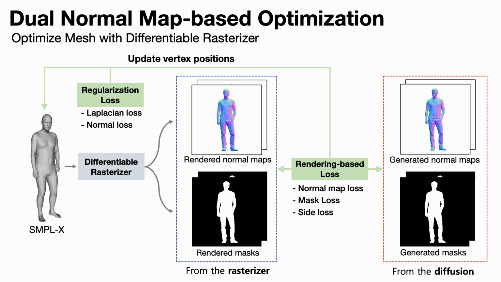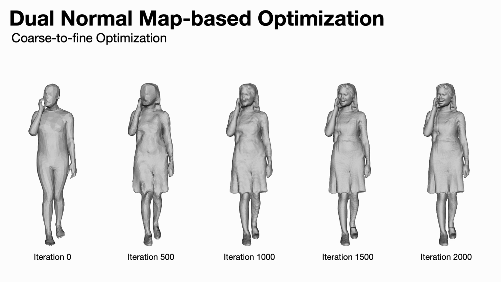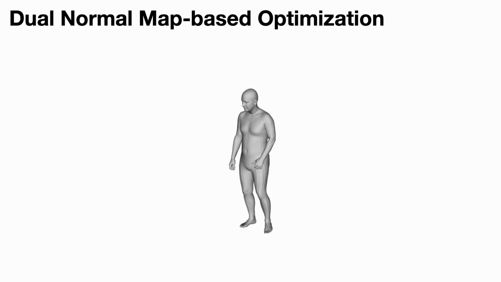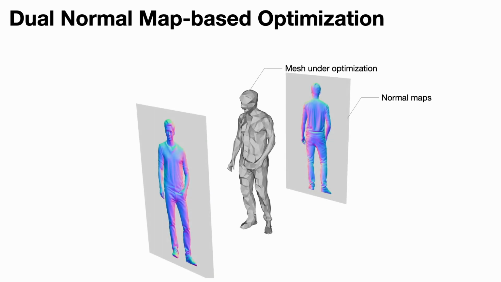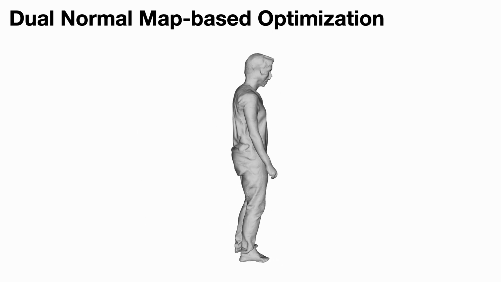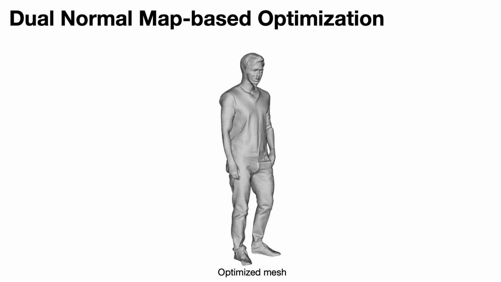To improve the side view, we introduce a side loss to encourage the mesh to have a larger mask than the simple X mesh. For geometric regularization, we exploit Laplacian loss and normal loss to get smooth geometry of the mesh. Please refer to our paper for the details. We optimize the mesh in a coarse-to-fine manner, where the number of vertices is gradually increased, capturing the finer geometric details throughout the process. Here we show the overall process of our normal map-based optimization. With an initial simple X mesh as a strong geometric prior, we were able to generate meshes with appealing 3D geometry.